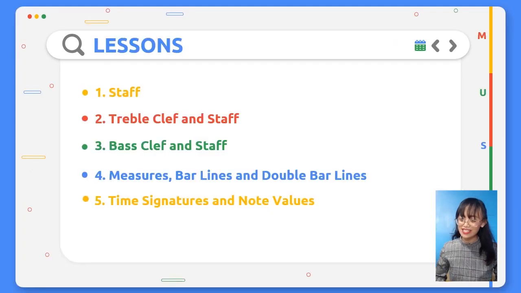Let's proceed to our lesson. This lesson will include the following: first, the staff; the treble clef and staff; the bass clef and staff; measures, bar lines, and double bar lines. The last would be time signatures and note values. May I remind everyone that you're also going to answer some worksheets in between lessons so that you'll immediately apply what you've learned. When we apply it right away, we understand the lesson better. We are going to give you ample time to answer the worksheets, and we hope you really answer them. Give some time to work on your worksheets, and we are here to help you each step of the way.